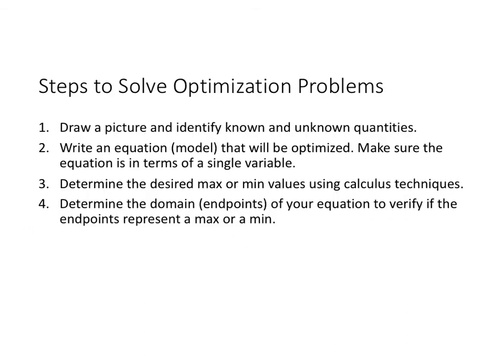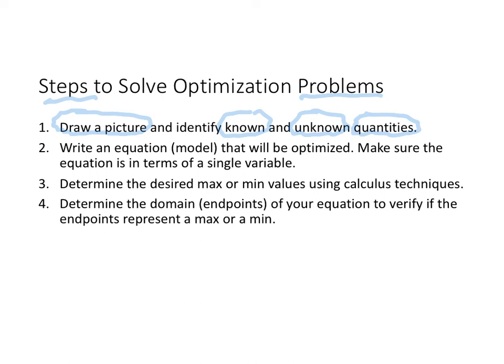Now, based on this example, let's see if we can come up with steps to solve optimization problems. These steps aren't that different from solving any word problem in math. The first is basically to draw a picture. I strongly encourage you to draw a picture so you can see what you're doing, and identify the known and unknown quantities. In other words, you want to know the constants and the variables.